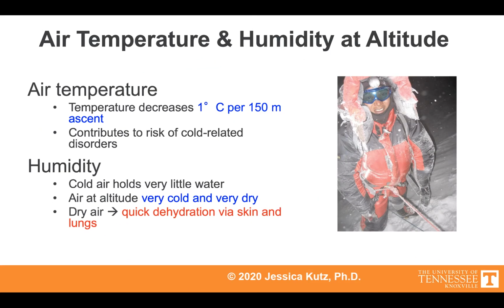So as we mentioned, as we go up in altitude, air temperature is going to go down. As we ascend every 150 meters, we'll see a decrease in the average temperature of about 1 degree Celsius. So one concern we have for people who are climbing at high altitudes are any of our cold-related disorders. And I'm specifically thinking of something like frostbite for any cold exposed skin. The other challenging aspect as someone ascends in altitude is the humidity of the air. Cold air does not hold very much water, so that air becomes very cold as well as very dry.